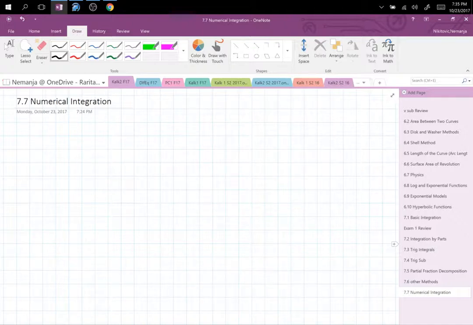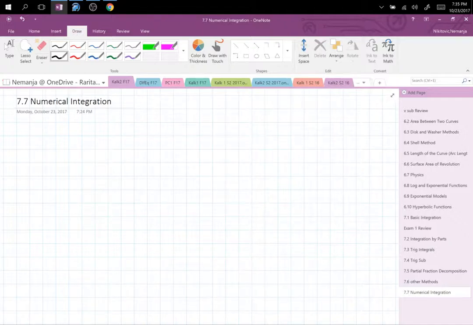Not every integral can be solved by the methods we learned so far. And some integrals cannot be integrated analytically at all. Some can, but it's hard. So what do we have?